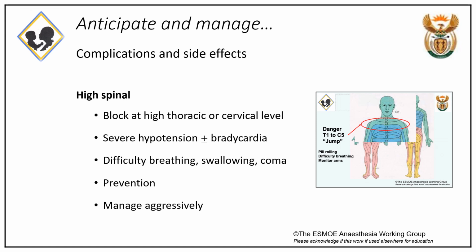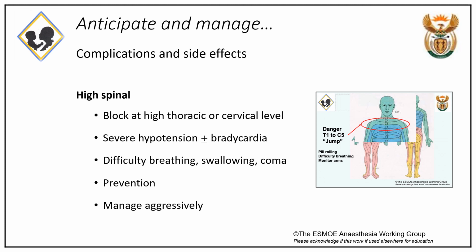A high spinal occurs when the level of the block rises above T4. It results in profound hypotension, bradycardia, and difficulty breathing. It can rapidly lead to loss of consciousness and even death if it isn't rapidly treated. Protective measures include a slight head-up position, keeping to the lower volume of local anesthetic that is recommended in pregnancy.